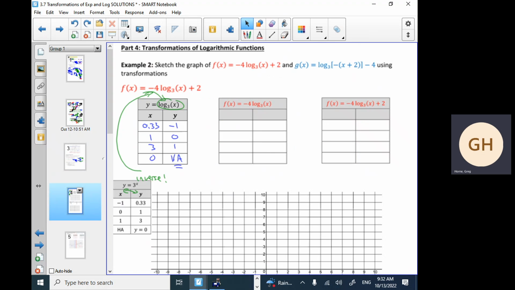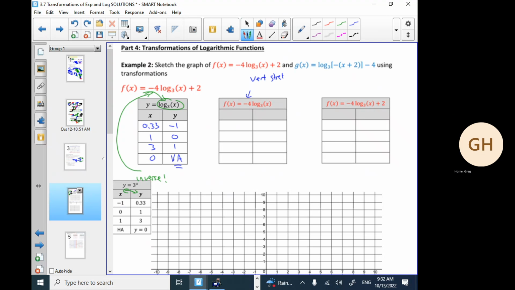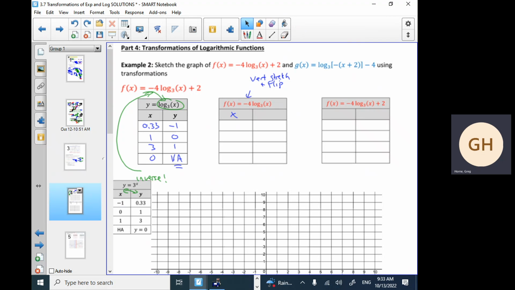All right, so here we go. We are going to transform the -4 first. So we know that's going to be a vertical stretch and flip. So we know what to expect, which is nice. We're just going to be graphing and doing that one first. So let's do that. Let's do the x and 4y. So obviously we are just multiplying the y values by 4, or negative 4.